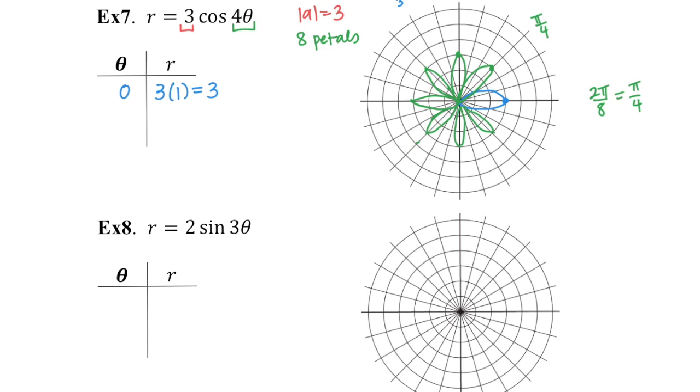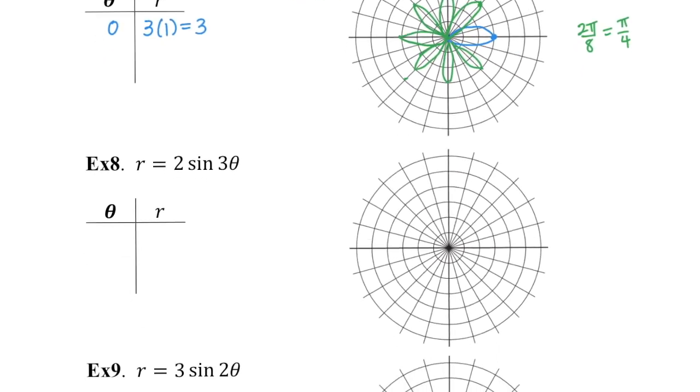Okay, let me check this. Let's see, there's a petal at 0, petal of length 3. There's a total of 8 petals. 1, 2, 3, 4, 5, 6, 7, 8. They're equally spaced and they all have a length of 3. Let's do a couple sine ones real quick.